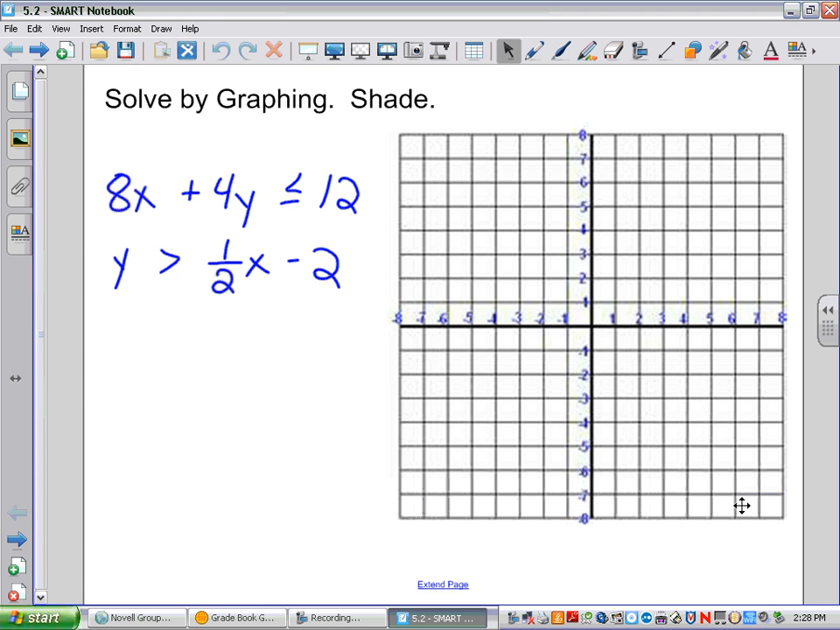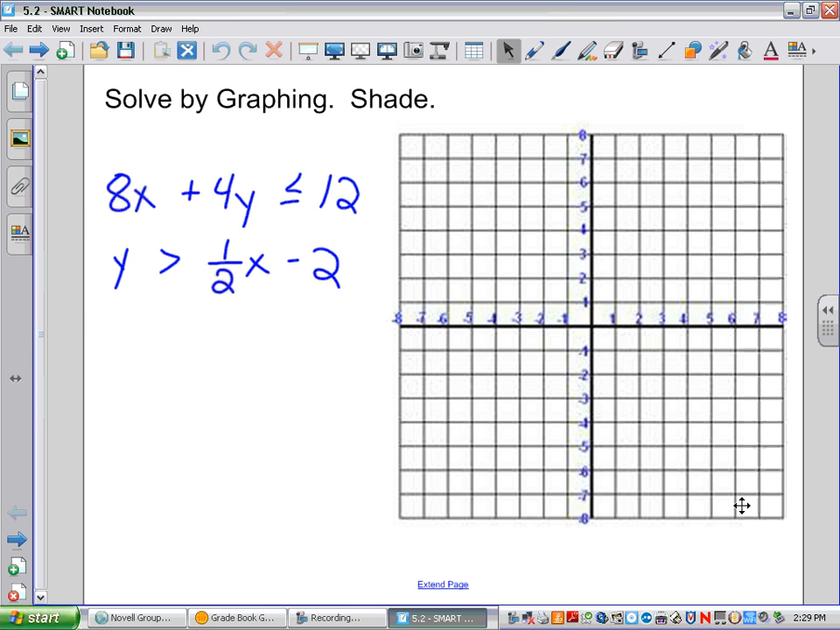Only two problems on this one, but the problems are fairly long. This is 5.2. It says solve by graphing, and these are inequalities. So notice your less than and greater than symbols. And this is where we have to shade. So the first thing I want to do is graph the lines.